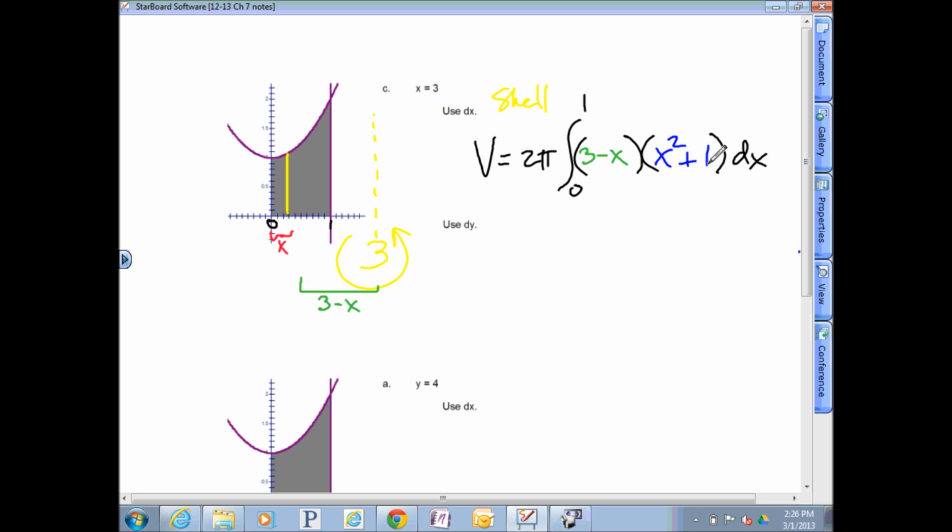So the big difference is the part that's in the green right there, and that's because we're not taking the rectangle that we drew toward the x-axis or the y-axis. We're taking it the opposite direction, and that's why we have a difference in our radius.